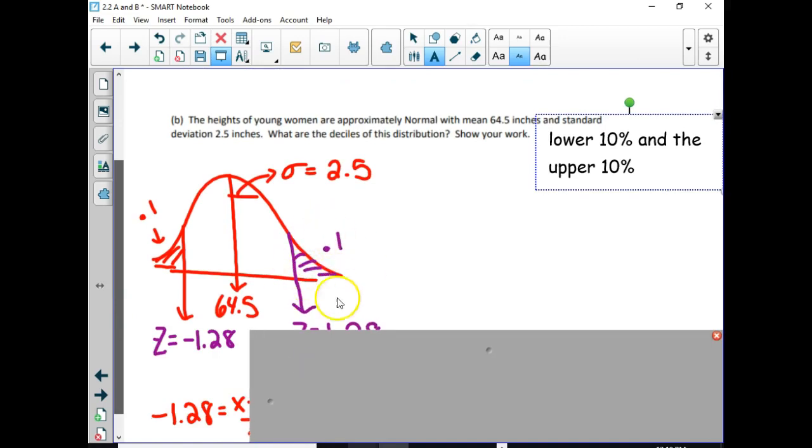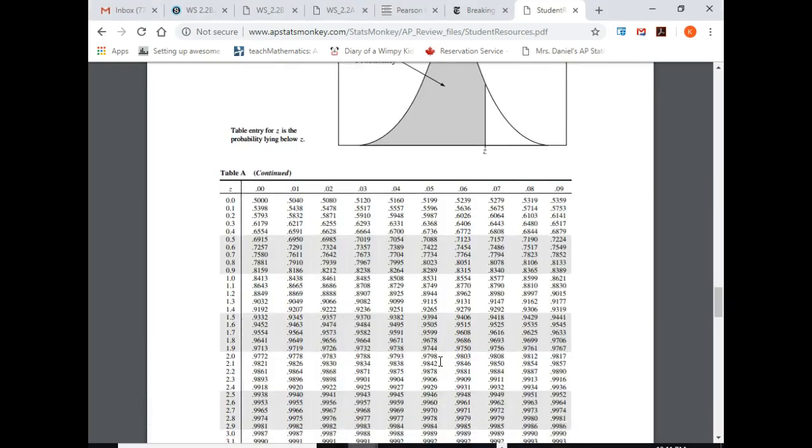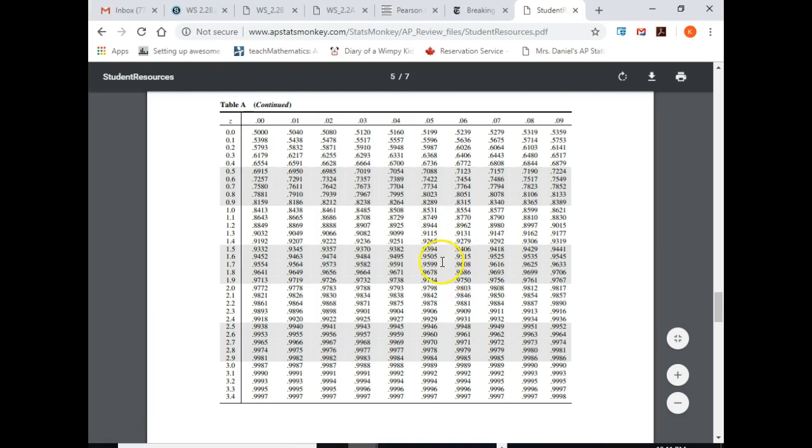Now I need the z-score that goes with the upper 10%. Well, remember, your table only does the less than. This whole curve, the area under it equals 1. So if to the right of this purple line is 0.1, to the left of it is 0.9. Okay? So I'm going to go to my table, and I'm going to find 0.90. 0.9, again, going on the inside because I was given a percentage. 0.90 looks like it is closest to right here. That's a positive 1.28.